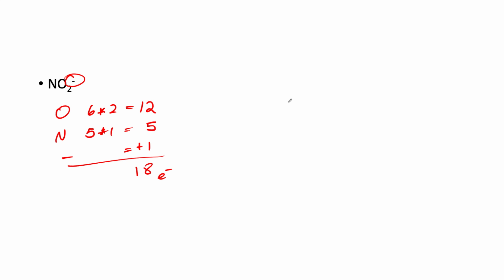This is important. Nitrogen is to the left of oxygen on the periodic table, so it goes in the middle. Let's put 1 oxygen over here and 1 oxygen over here, and draw a bond between the 2. 2, 4, so we used up 4, and that means we've got 14 left. Now I'll put 12 around these oxygens. That means I've got 2 electrons left, which go around nitrogen, and I use those up.